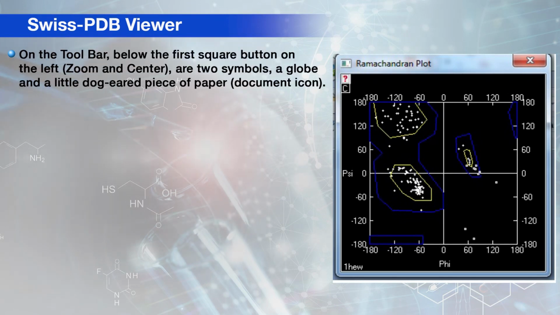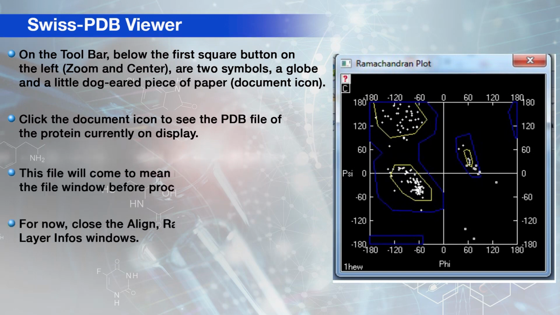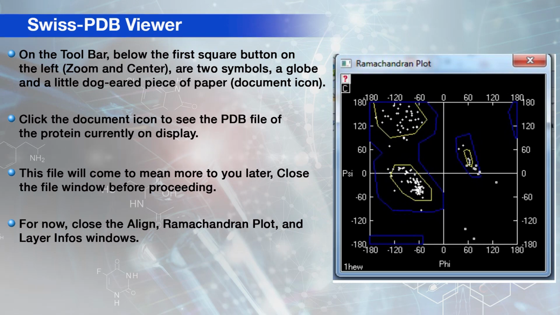On the toolbar, below the first square button on the left, zoom and center, are two symbols, a globe and a little dog-eared piece of paper, a document icon. Click the document icon to see the PDB file of the protein currently on display. This file will come to mean more to you later. Close the file window before proceeding. For now, close the Align, Ramachandran plot and Layer Infos windows.